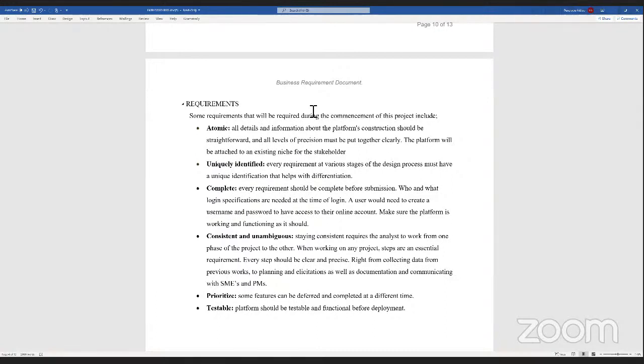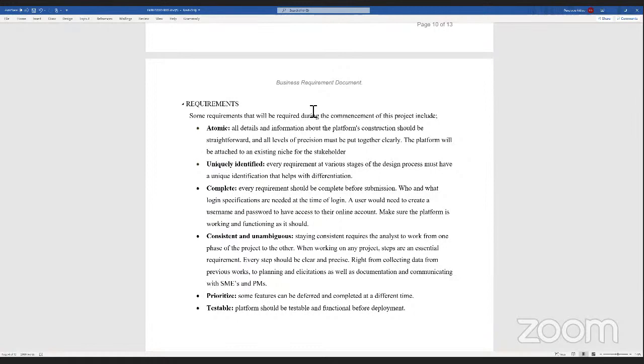Also, every requirement should be complete before submission. Who and what login specifications are needed at the time of login? A user would need to create a username and a password to have access to their online account. Make sure the platform is working and functional as it should. Before deployment and everything takes place, we should make sure that we've crossed all our I's and dotted all our T's. We should be consistent and unambiguous.